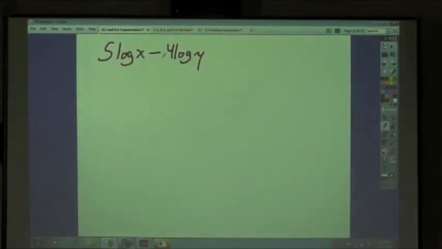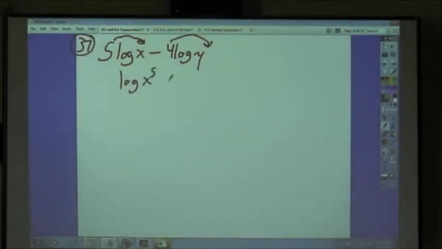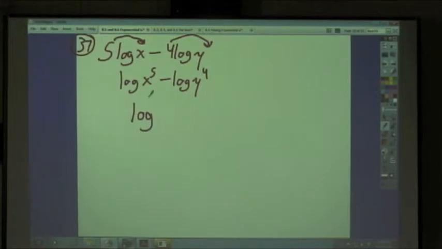So when you squish this guy down right here, you're going to take, first of all, the 5 back into the exponent, the 4 back into the exponent. I'm sorry, this is number 37 on your homework. You have log of x to the 5th minus log of y to the 4th. Then, because this is minus right here, when you condense it to one logarithm, you have x to the 5th over y to the 4th, because when you have subtraction, it means it was division inside here.